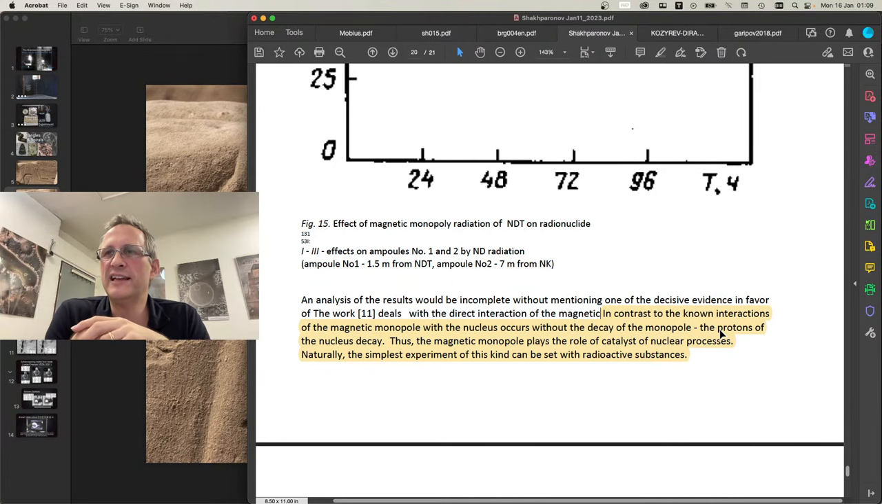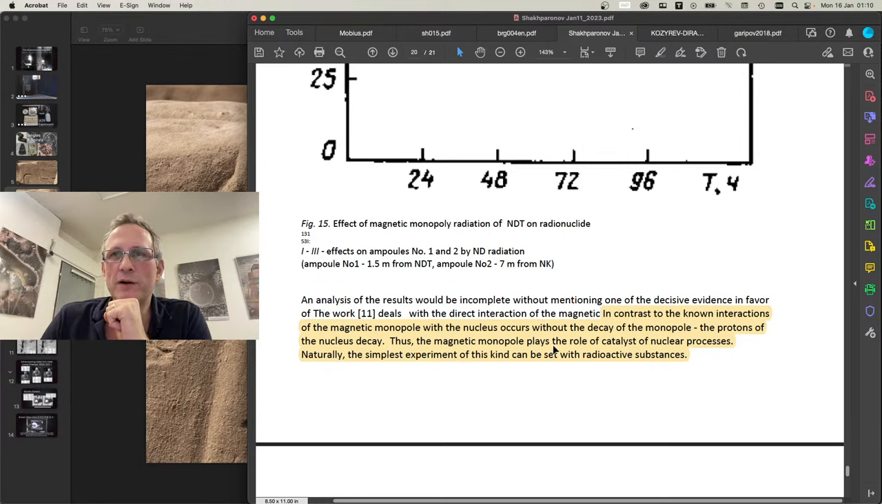And so it could interact with matter, a lot of matter. And this is exactly what is being said here by Shakhparonov. The protons of the nucleus decay, in contrast to the known interactions of the magnetic monopole with the nucleus. Such a bad translation. Basically, when a magnetic monopole interacts with the proton, they decay. But the monopole does not. And that is exactly what that reference that I gave previously had said. So this is a supporting comment on that basis.